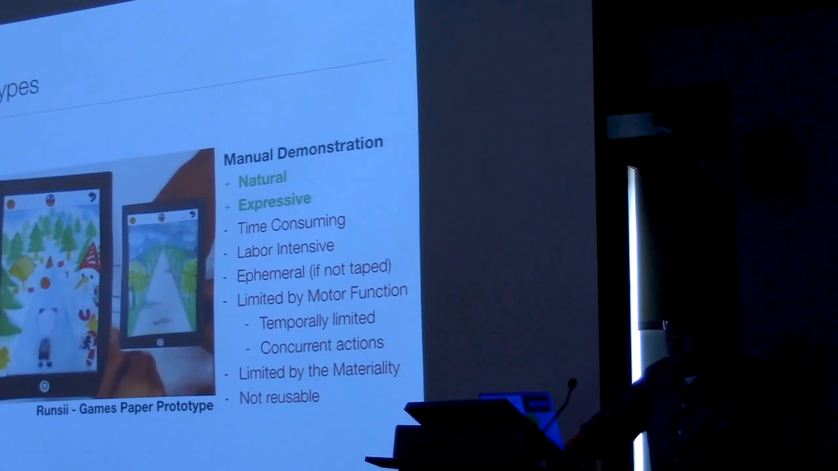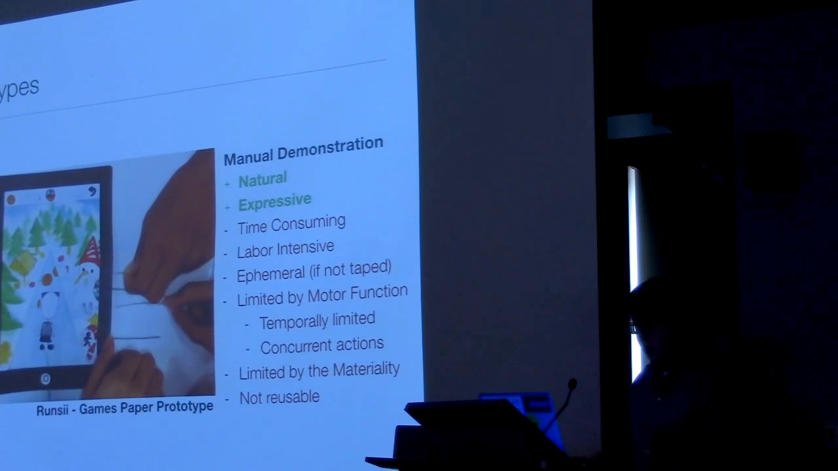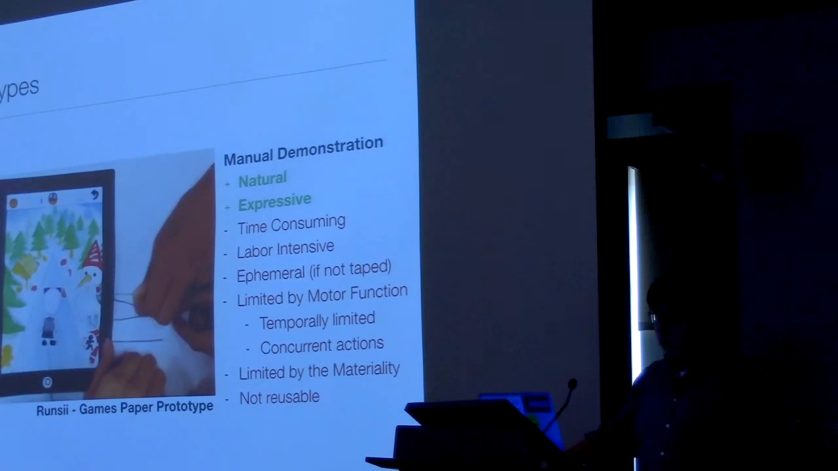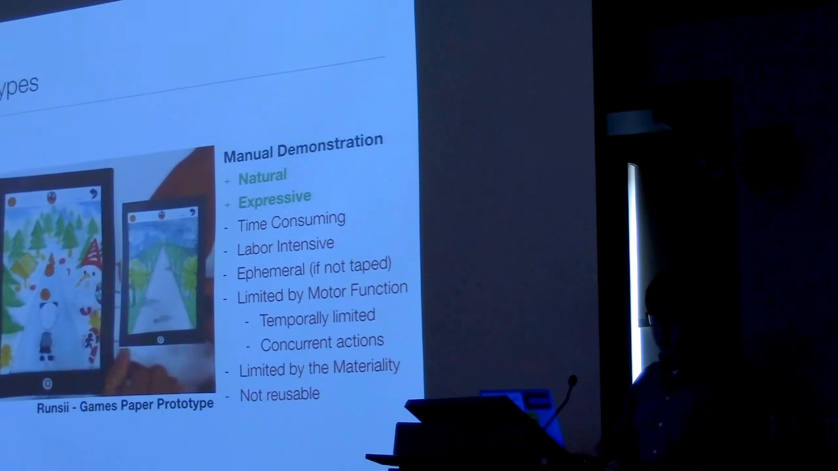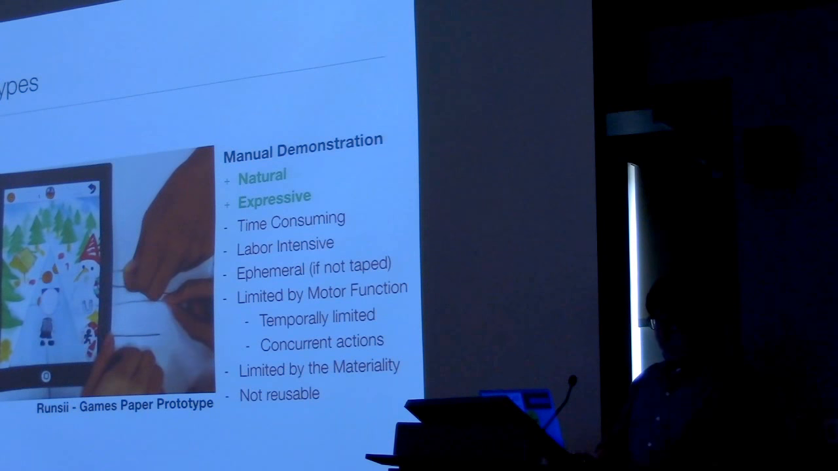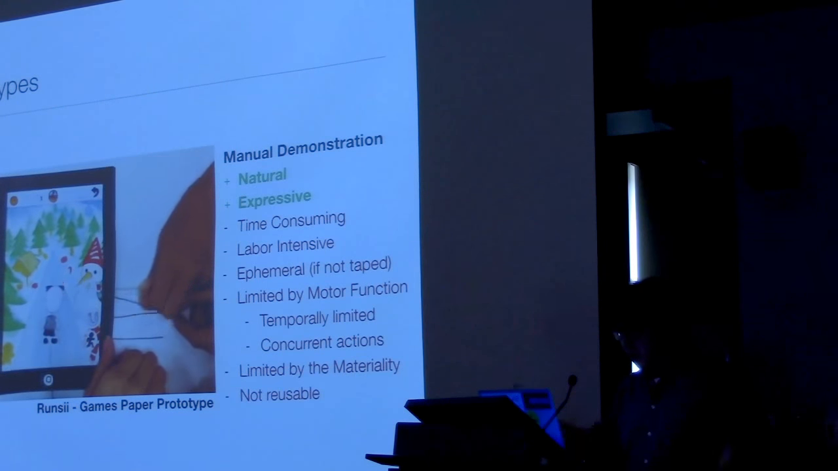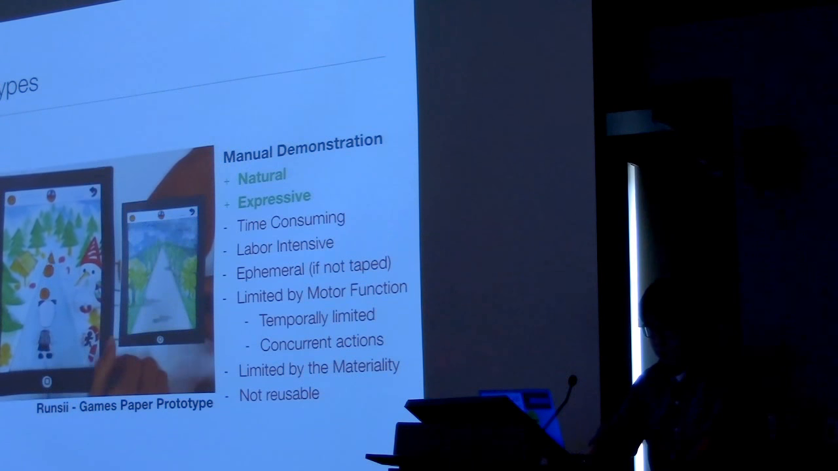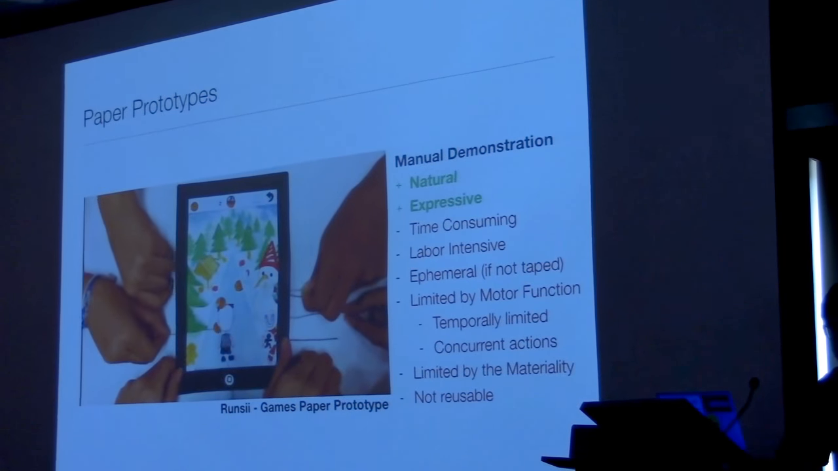Another problem is that the demonstration is ephemeral, so you would have to videotape it to archive it, and the paper prototype itself does not know anything about the interactive behavior, and it doesn't know how it should behave. Lastly, there are certain things that cannot be done manually because we're human and we have limits in motor function. Yeah, those are some of the challenges in these kinds of paper prototypes.